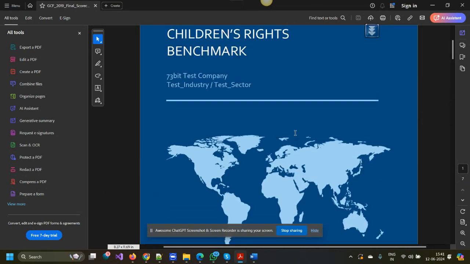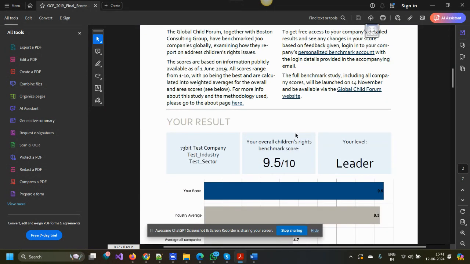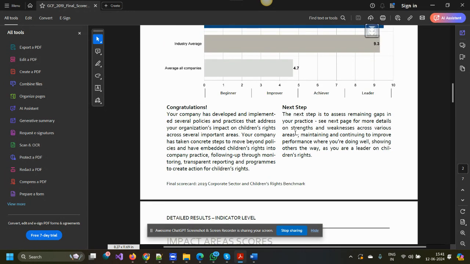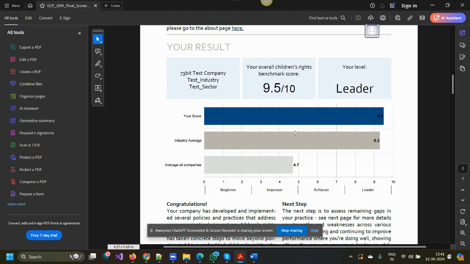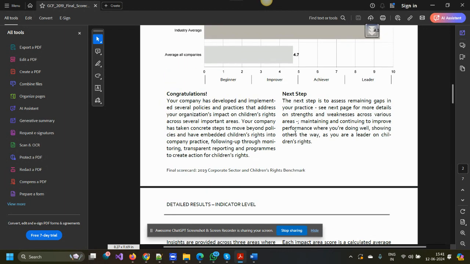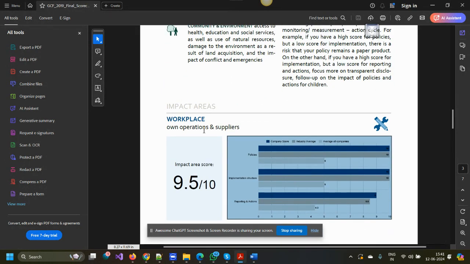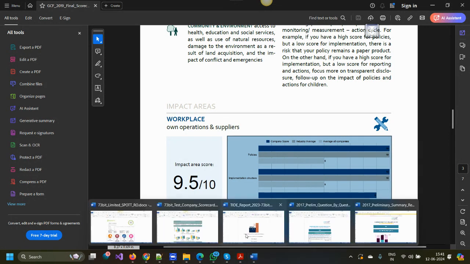For the preliminary report, when the first instance is going on, you can have only one couple of pages where you show them the overall score. You congratulate them, show them the next steps, give them recommendations, and then if you want, show the workplace score. So this is one example. Let's go to some other examples.